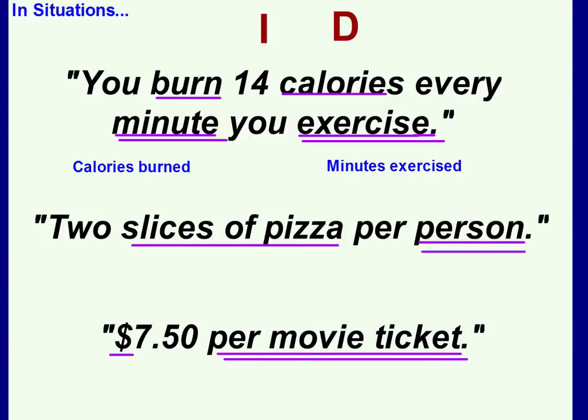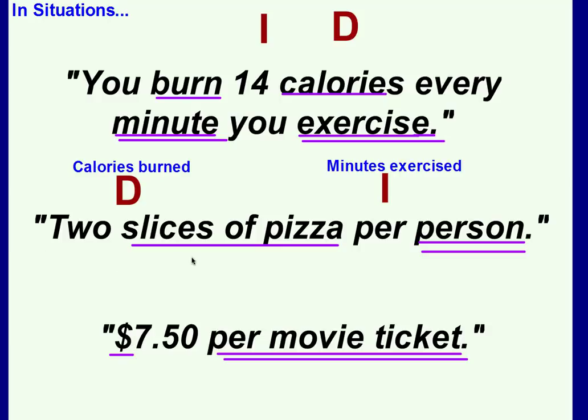Okay, in our first example, you burn 14 calories every minute you exercise. The 2 items that you're comparing here, the 2 variables, are the total number of calories burned and the total number of minutes exercised. Which one can freely change? Well, you can freely change how many minutes you exercise. You could exercise for 30 minutes or 60 minutes or 90 minutes. But you're going to need to know how many minutes you exercise to determine the number of calories. So your dependent variable is the number of calories burned, and your independent variable is the number of minutes exercised.